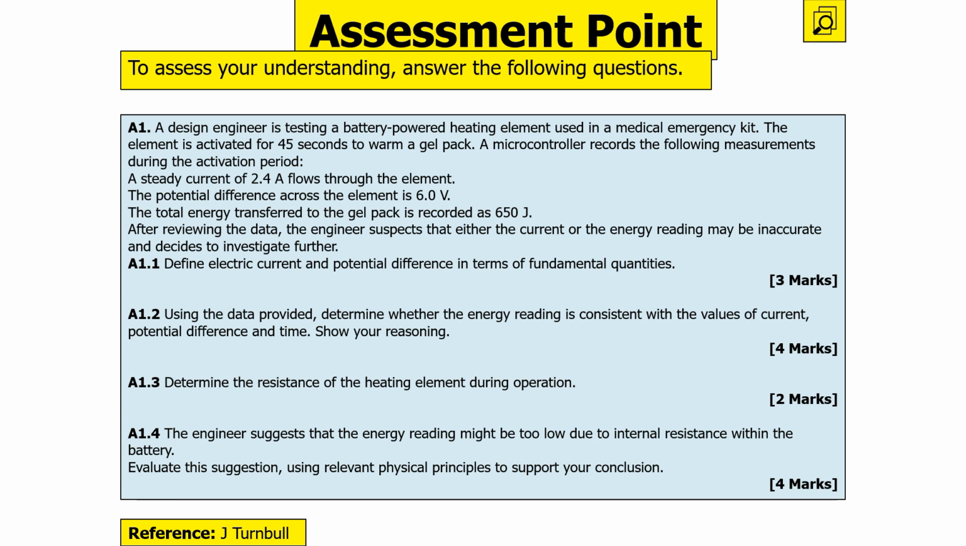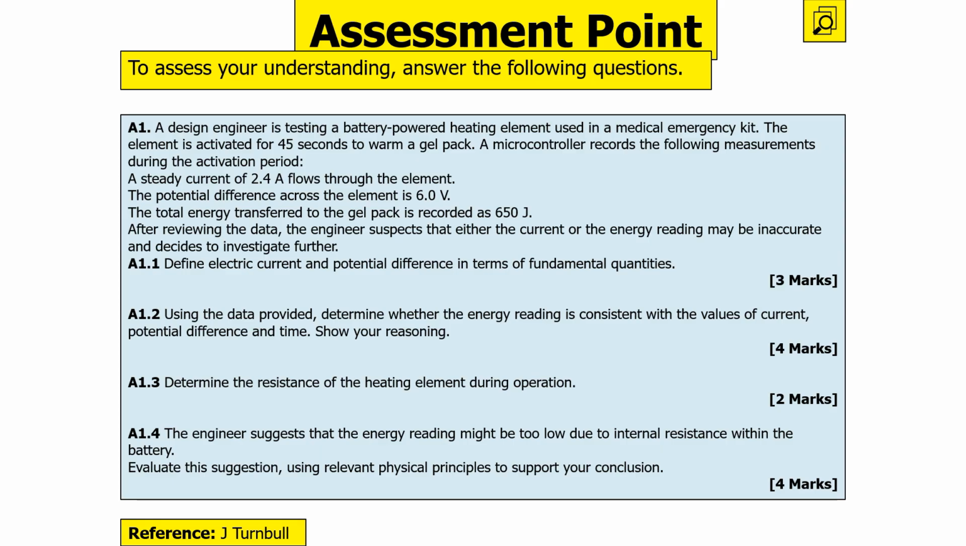A steady current of 2.4 amps flows through the element. The potential difference across the element is 6 volts. The total energy transferred to the gel pack is recorded as 650 joules. After reviewing the data, the engineer suspects that either the current or the energy reading may be inaccurate and decides to investigate further.